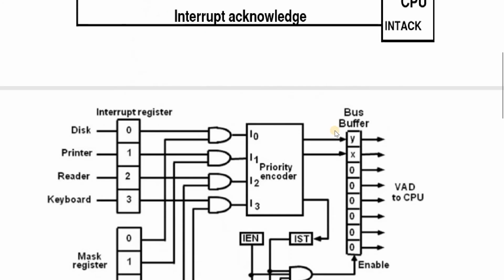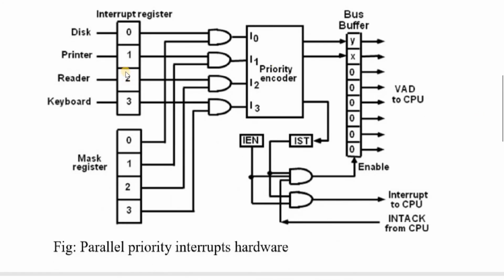manner. But in the parallel priority interrupt, we connect the interrupt sources in parallel. Here the interrupt register has 4 bits and the mask register has 4 bits: 0, 1, 2, 3 and 0, 1, 2, 3. In this case, the disk drive is connected to the first place, which is the highest priority, so it is connected to place 0. Coming to the decreasing order of priority, the printer is the second priority, the reader is the third priority, and the keyboard is the fourth priority. These 4 bits are associated with the mask register.